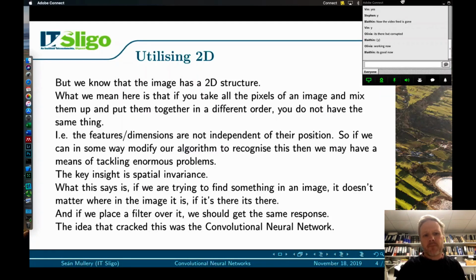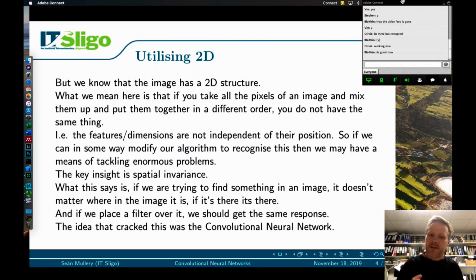So the features, the dimensions, are not independent of their position. If we can in some way modify our algorithm to recognize this or make use of that redundancy, then we may have a means of tackling this enormous data problem. And the key insight here is the idea of spatial invariance.